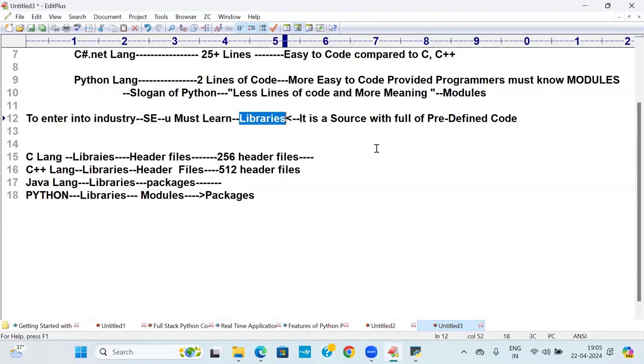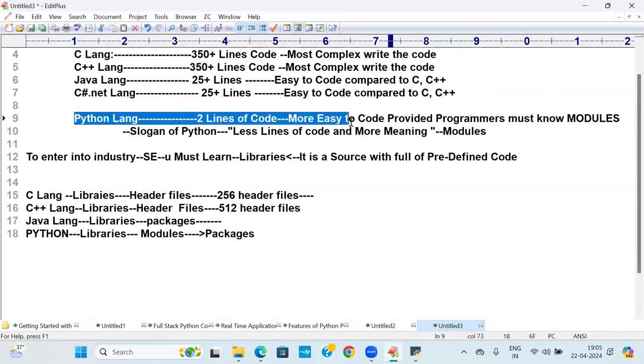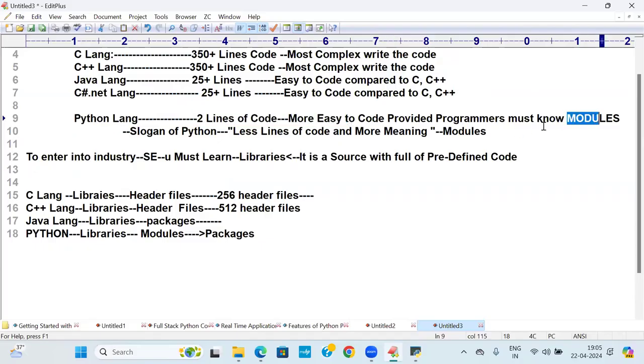Now, tell me for my satisfaction. Why is Python providing fewer lines of code? What is the beauty behind the fewer lines of code? Because it provides a rich set of modules. Clear or not clear? So tell me one thing. If I want to write code for anything, what must you immediately get in mind? Module.